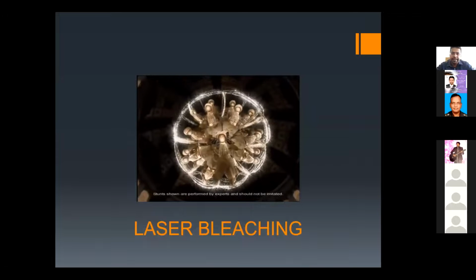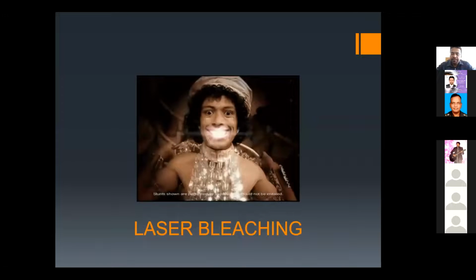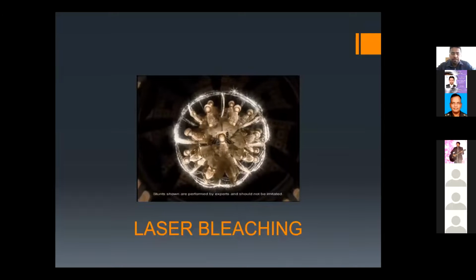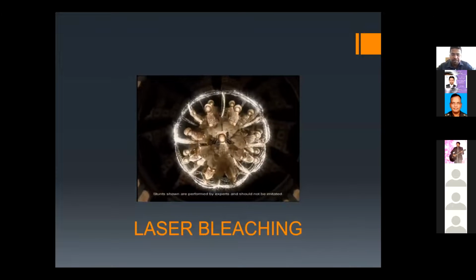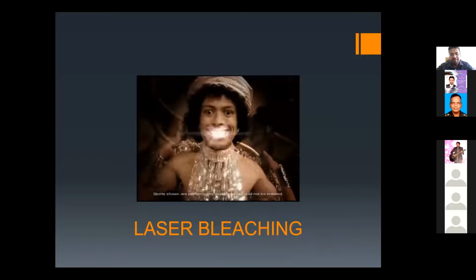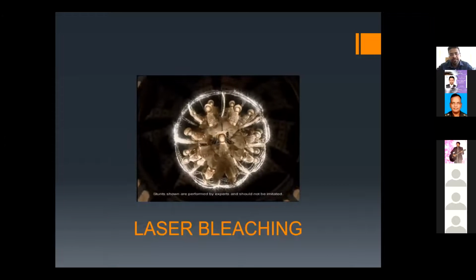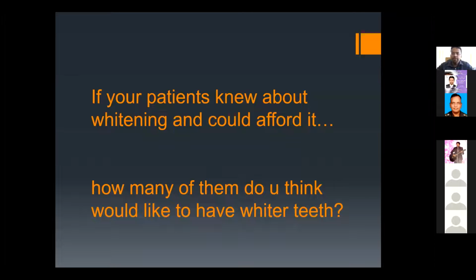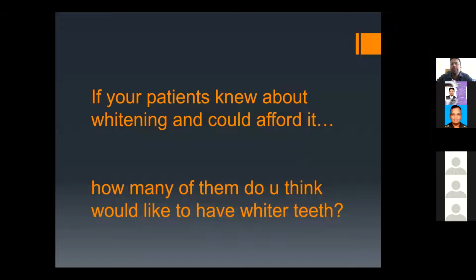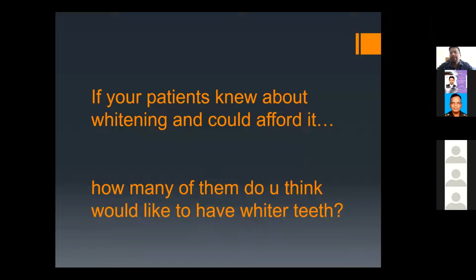Laser bleaching. Now, this is my favorite topic. I usually talk for hours on this topic. Due to the short period of time, we are going to discuss a few cases and basics of laser bleaching. If your patient knew about the whitening and could afford it, how many of them do you think would like to have whiter teeth?